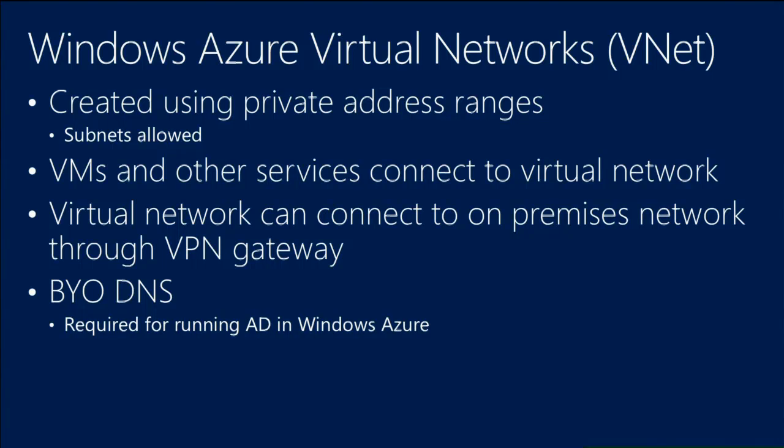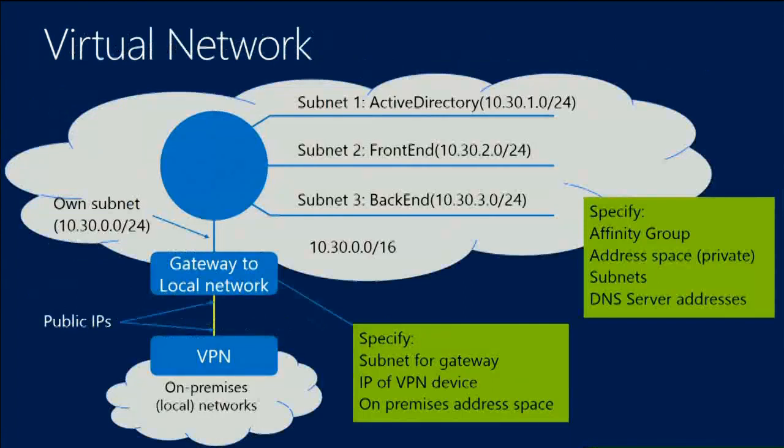Virtual machines can connect on-premise, and we do that through a VPN gateway. Azure has DNS, but you'll need to bring your own DNS if you are going to put AD up there to support SRV records and so on. So the way we create this thing is we basically say new virtual network, and in this case I've chosen 10.30.0.0/16, and then I've subnetted it, .1, .2, .3 with a /24.